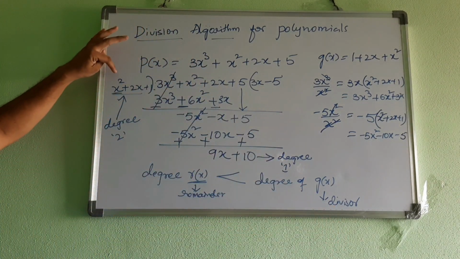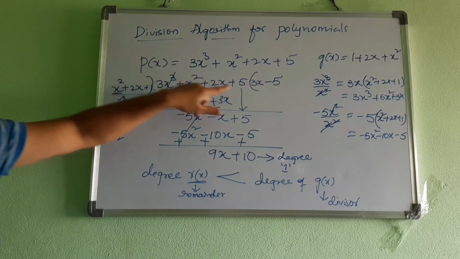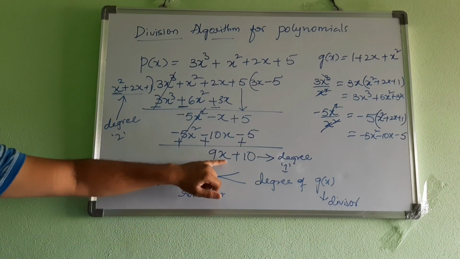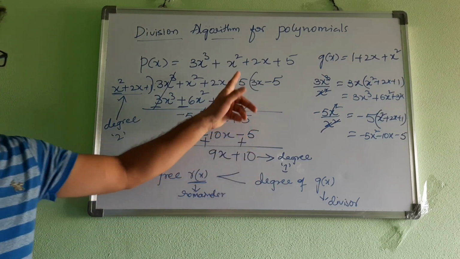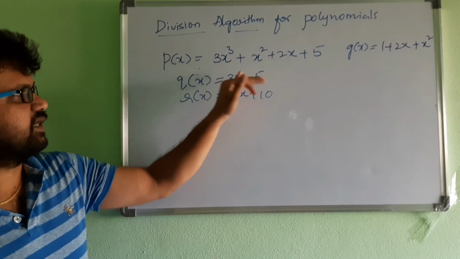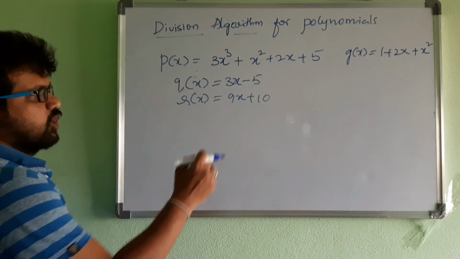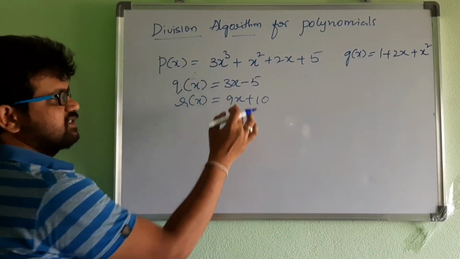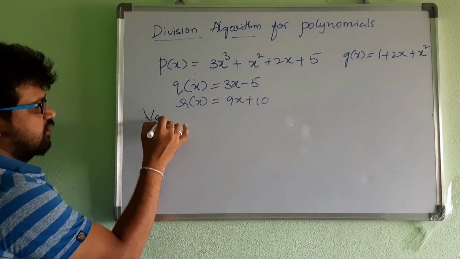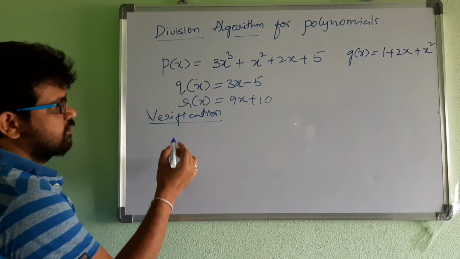So we got the divisor x square plus 2x plus 1, the quotient 3x minus 5, and the remainder 9x plus 10. Note down these points. P of x is this one, g of x is x square plus 2x plus 1, q of x is 3x minus 5, and r of x is 9x plus 10. Now verify that our values are correct or not. Verification.